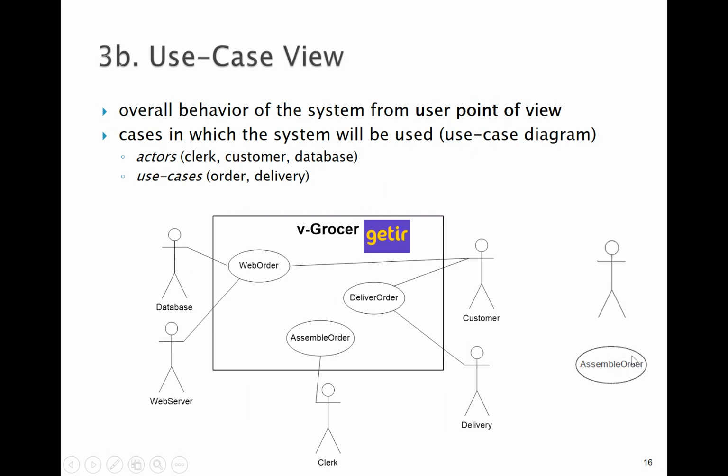And we have use cases represented by ovals, such as assemble order here. So order and delivery could be use cases, as we said. Database, web server, clerk, delivery, customer, each of these is an actor. So we can see the interaction from customer to deliver orders. So actor to use case, actor to use case, customer to web orders, or database to web orders.